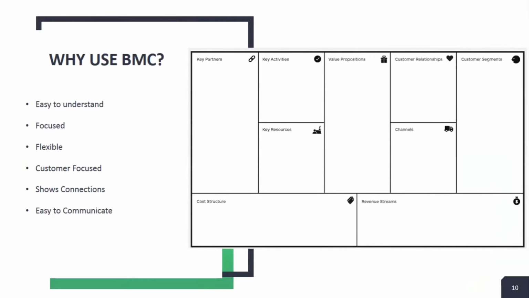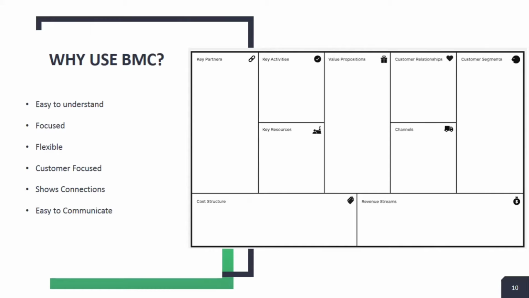Why use BMC? Easy to understand. Because the canvas is on just a single page and is very visual, it's very easy to understand. Focused. It removes any errors that might have been present in a traditional business model. Flexible. It's quick and easy to make changes to your model and sketch out different ideas. Just remove post-its and add new ones.